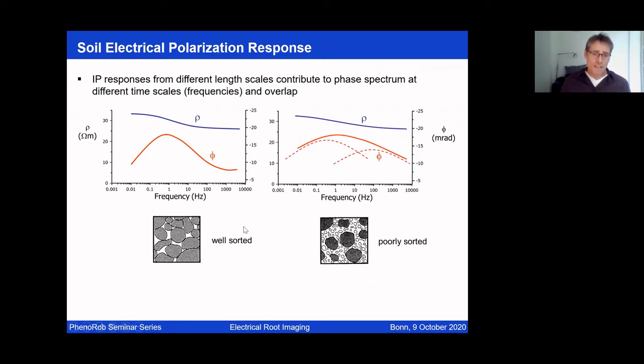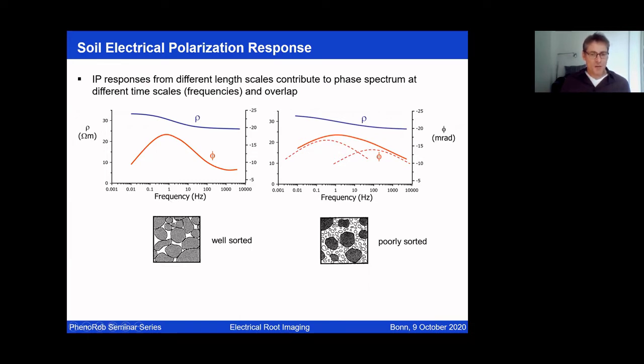And one important or remarkable phenomenon, also principle in terms of conceptual understanding, is that polarization mechanisms at different length scales in the microstructure actually show up in the spectrum. Here is now resistivity plotted, the inverse of conductivity. Here is the phase shift spectrum. So these show up at particular length scales at particular frequencies, directly being related to, of course, certain relaxation times, so inverse of frequency.